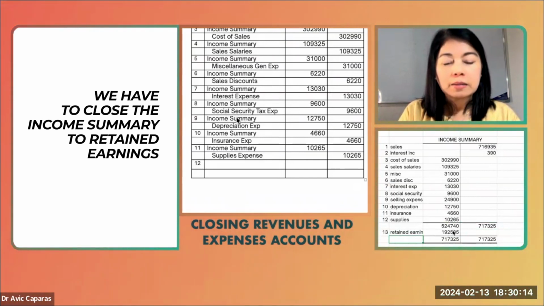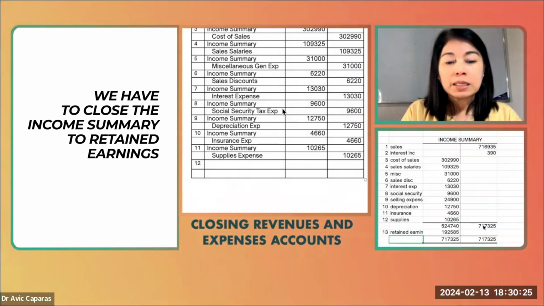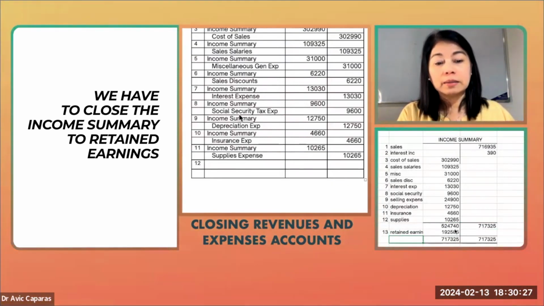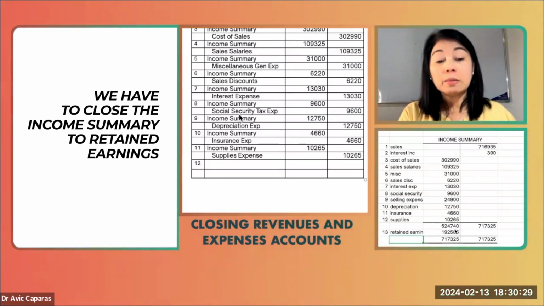Okay, so what is it? Is it a debit or a credit? Remember that the credit balance is higher than the debit balance. So income summary to be closed must be debited to income summary, credit to retained earnings.